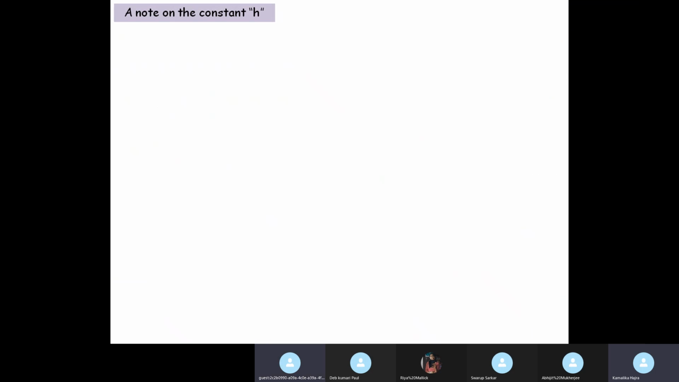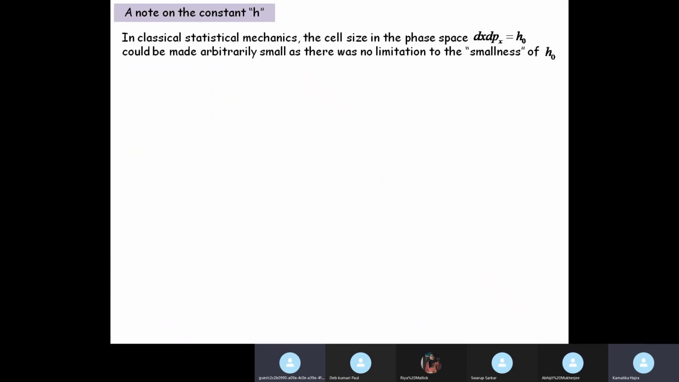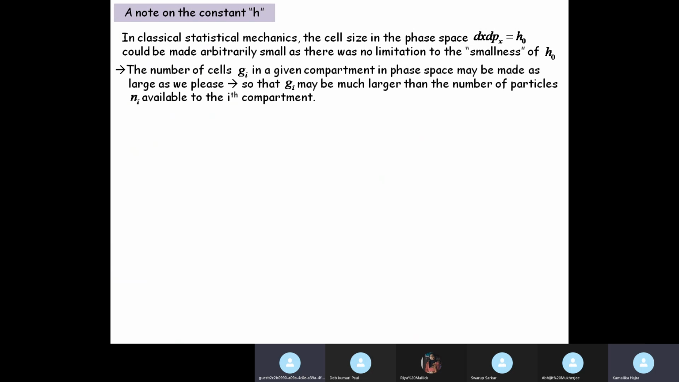Okay. Now, before we move on, a note on the constant h, Planck's constant. In classical statistical mechanics, as I told you, the size of a cell in the 2D phase space is given by dx dpx equal to h0, and it could be made arbitrarily small, as there is no restriction, no limitation to the smallness of this constant h0. So the number of cells gi in a given compartment in phase space may be made as large as possible. You understand what I'm saying?